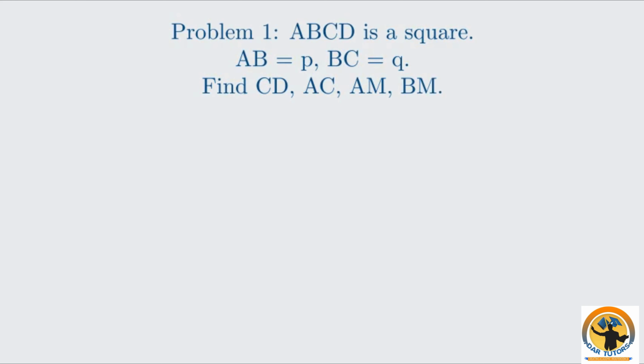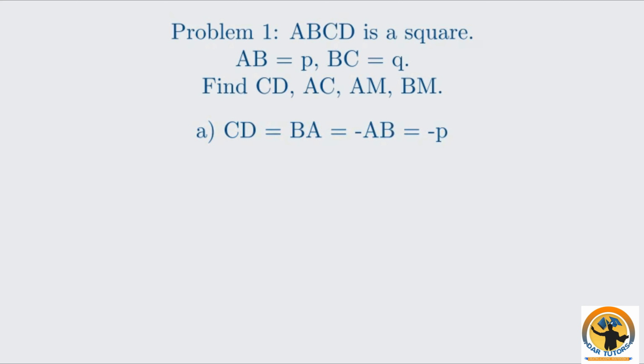Let's start with CD. In a square, opposite sides are parallel and equal in length. This means they represent the same vector. Therefore, the vector CD is equal to the vector BA. The vector BA is the negative of AB, so CD equals negative p.